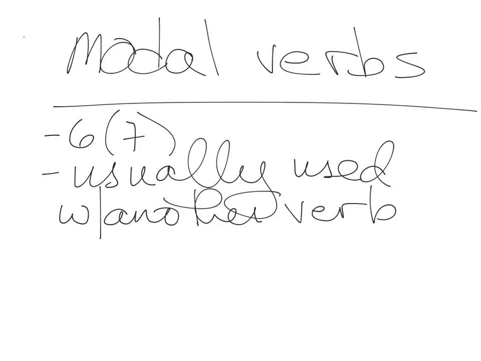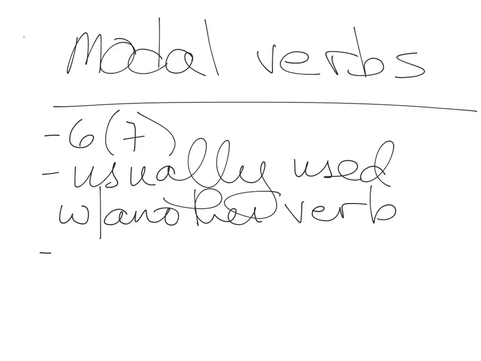So you can use some of them by themselves. For example, to want is one of the modal verbs. So you could say, I want ice cream, and that's a legitimate sentence. But there are also many instances where you'll use another verb with it, like I want to eat ice cream. So then to eat would be the other verb that you use with it. So many of these will be used with another verb in the sentence.